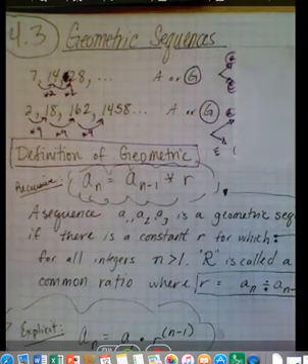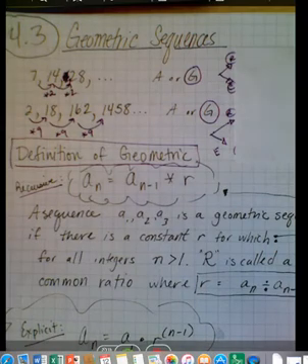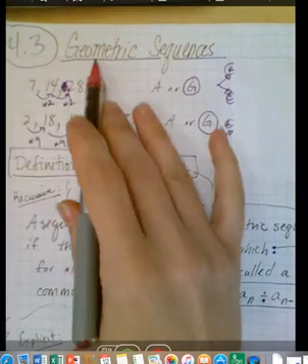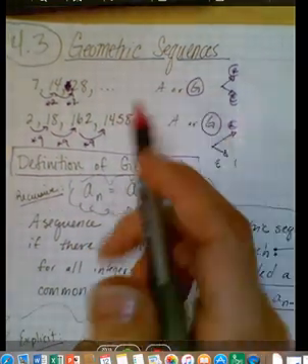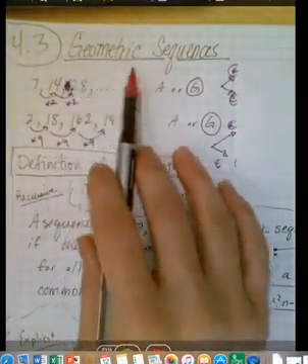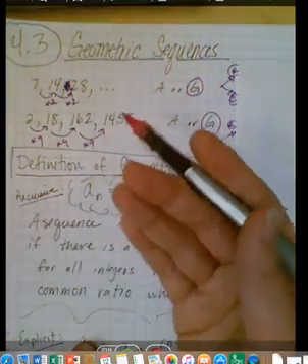4.3 is over geometric sequences, not series. We're going to learn about series later. Sequences. So again, we talked about arithmetic. Arithmetic is just another word for linear. Here, geometric is just another word for exponential, multiplicative change.